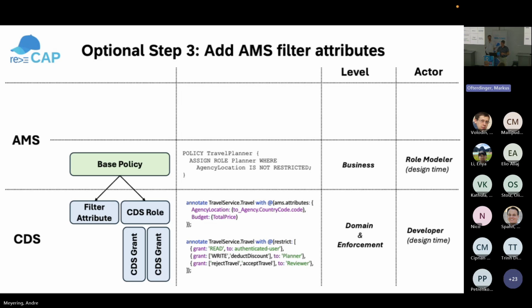And then also adding this or exposing that in the policy. Yeah, you would enhance the travel planner by these 3 attribute dimensions, like the agency location here. And this is again on the business level.